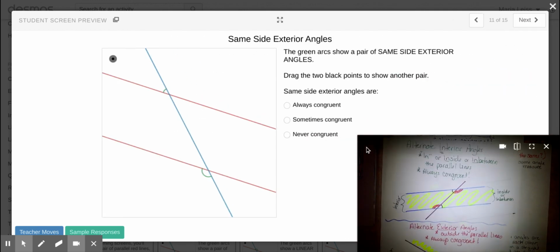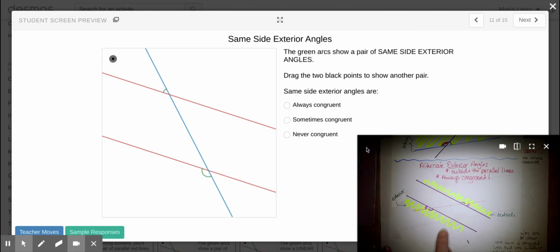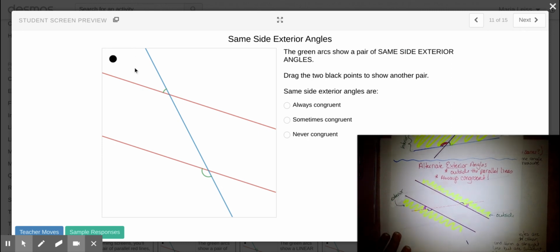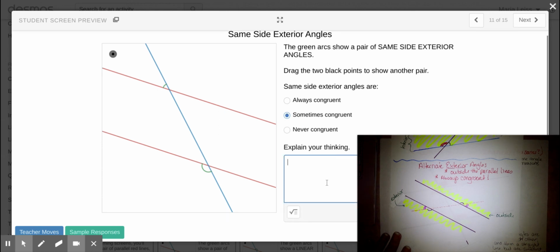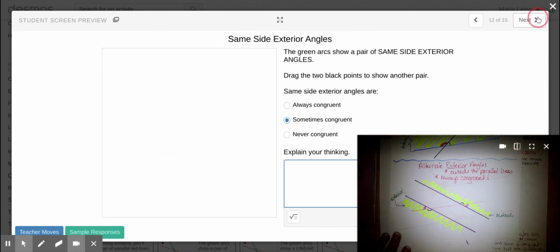Same side exterior. Alternate interior or alternate exterior is on opposite sides of this red line. Notice their green lines are here. Those would be same side. Alternate exterior are here. So move these 2 dots to the other side of the blue line, but on the outside. Again here, they will sometimes be congruent only when your angles are 90-degree angles.